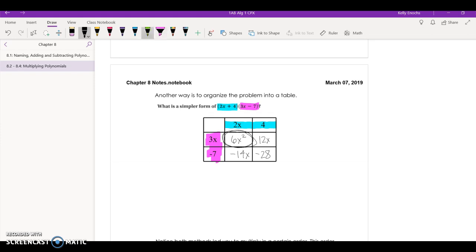Now you will need to pay attention and remember that these are like terms, and so you'll need to finish combining them before you go about writing your answer. So 6x squared minus 2x minus 28 is our answer here with the table as well. It's just another way to set up the problem and perhaps keep yourself a little more organized.